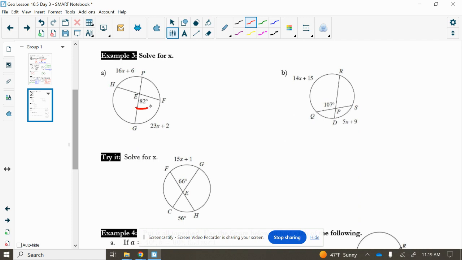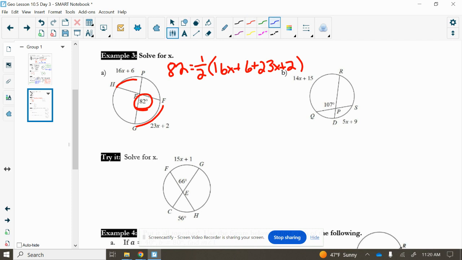So similar to what we were doing before, when we're given that angle on the inside, we know it has to equal 1/2 of arc 1 over here plus the other arc it's opening up onto, which is 23x plus 2. Well, again, the easier solution here to get rid of this 1/2 is to double our 82. So 82 times 2 is 164. And on the right-hand side, we're going to simplify 16x plus 23x. We have 39x's. And then 6 plus 2 is 8.